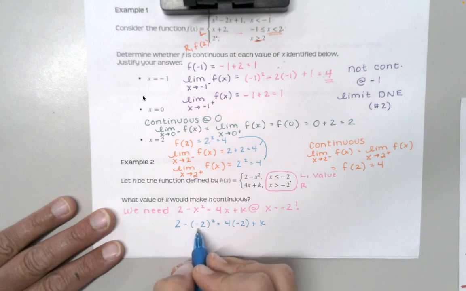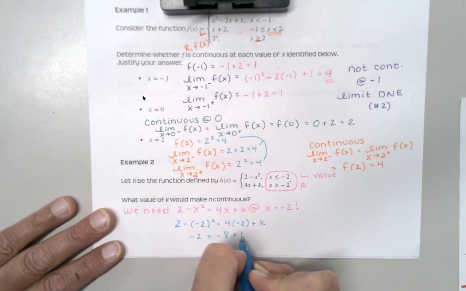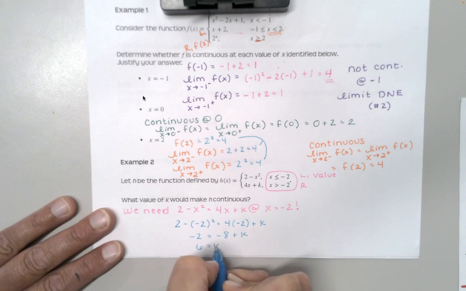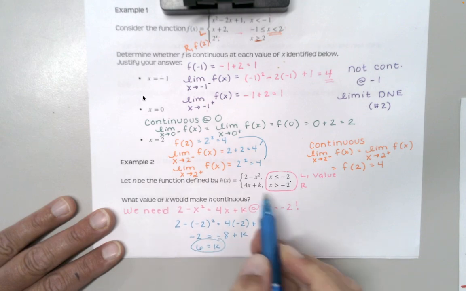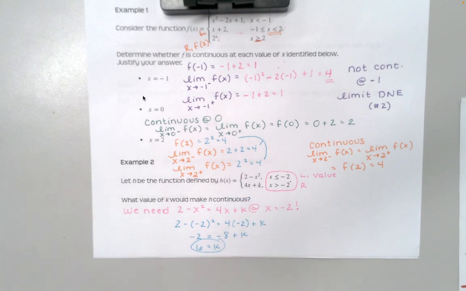This is going to give me 4, so 2 minus 4 is negative 2. And then I have negative 8 plus k. Add the 8 to the other side, and I get 6 for a k value. So if this value were a 6, these two halves of the function would connect, okay? And if they connect, then we don't have to worry about continuity anymore because my left side and my right side are the same.